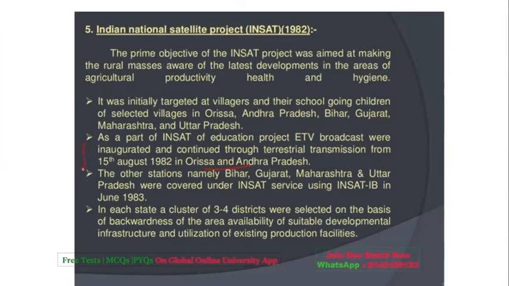See, these particular points were not that important, but yes, we are reading it, so let's quickly revise them. The stations were in the states namely Bihar, Gujarat, Maharashtra, and Uttar Pradesh, which covered INSAT service using INSAT IB. In each state there was a cluster of 3 to 4 districts, selected on the basis of backwardness. These points are not important, but you just remember the main initiative of INSAT was with respect to agriculture, productivity, health, and hygiene.